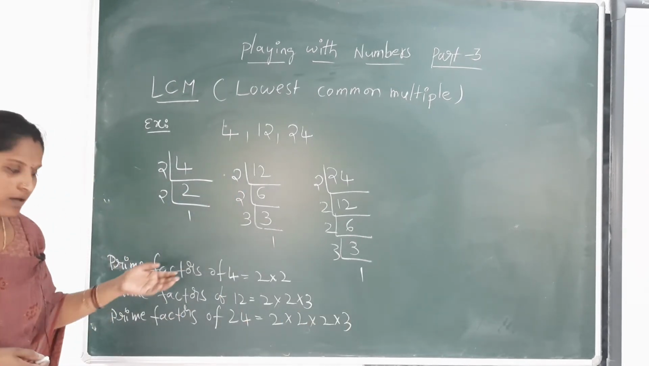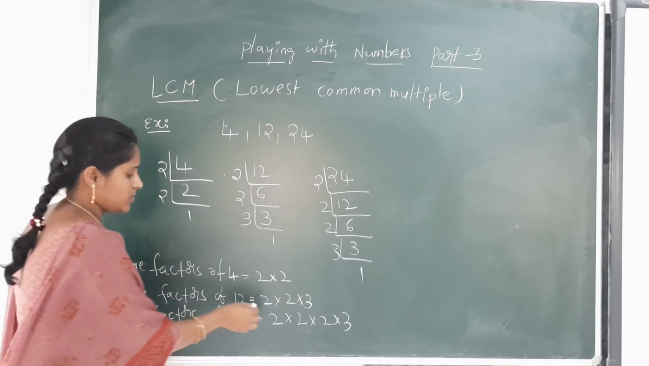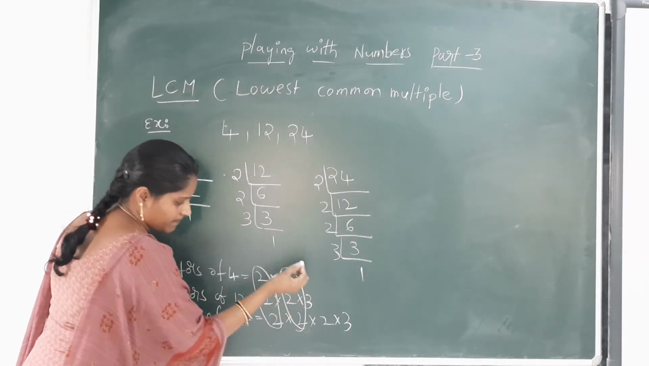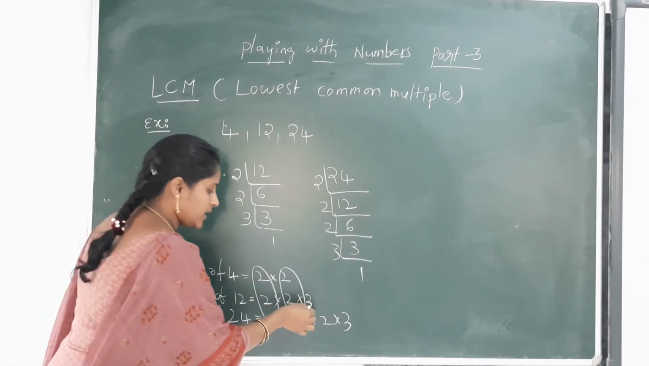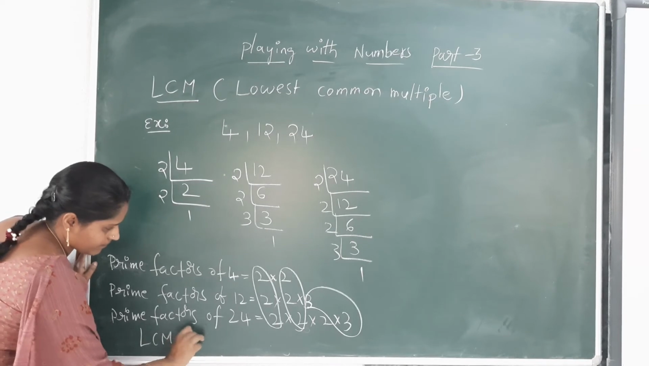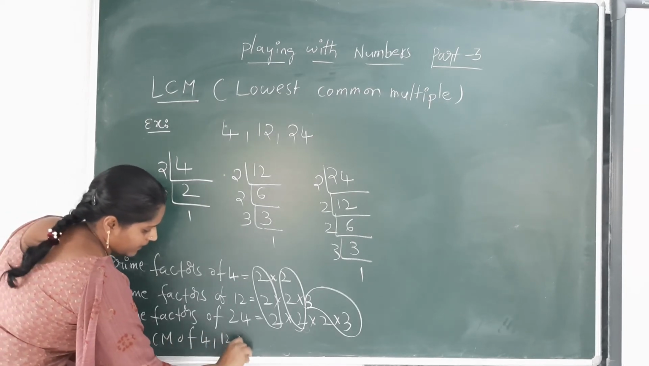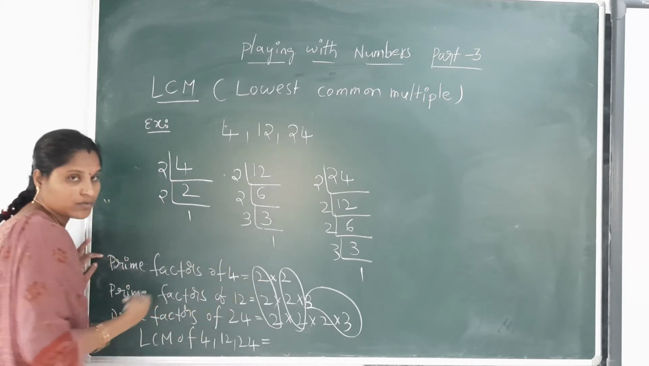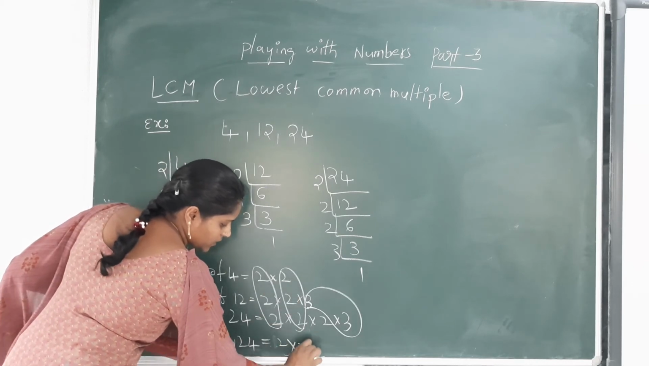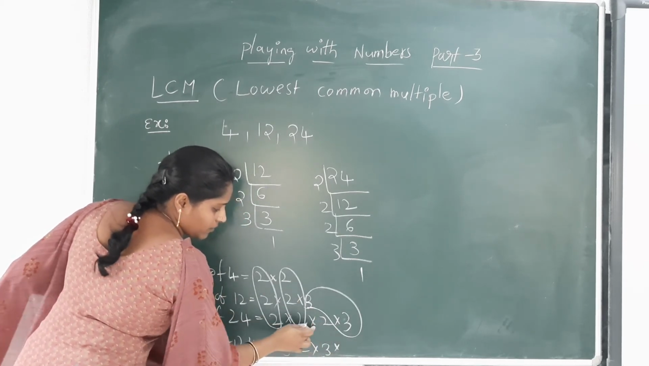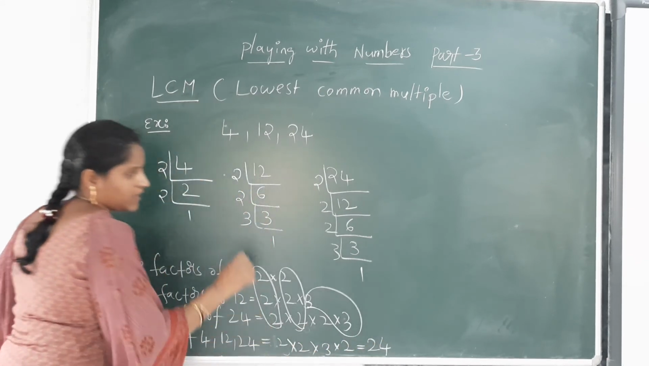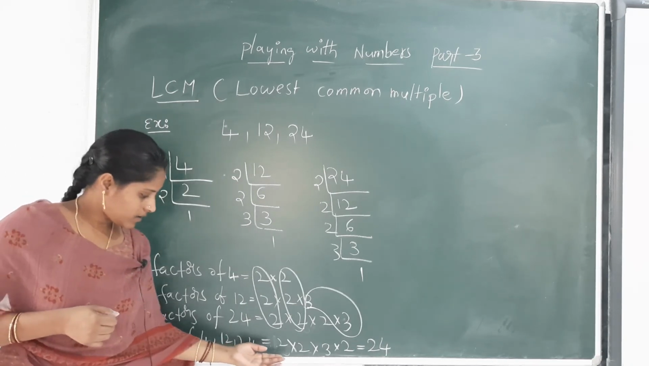Next, we are going to encircle the common factors for these three numbers. 2 is common for these three numbers, so I have encircled it here. And again 2 is common. Again 3 is common for these two numbers. Next, the LCM of 4, 12, and 24. Of the common factors, take only one of each: 2 into 2 into 3. Again, we have to take the uncommon factors also. If we multiply, we get the LCM as 24.